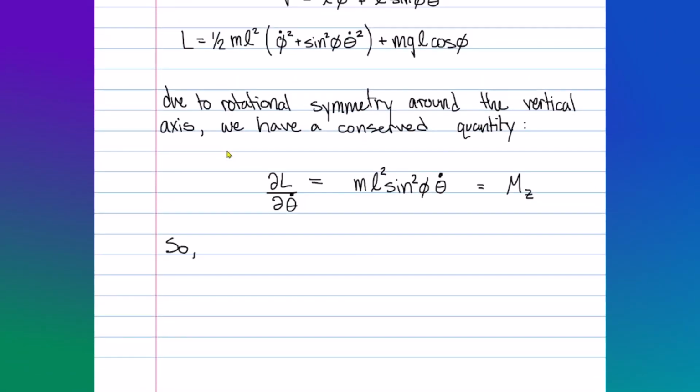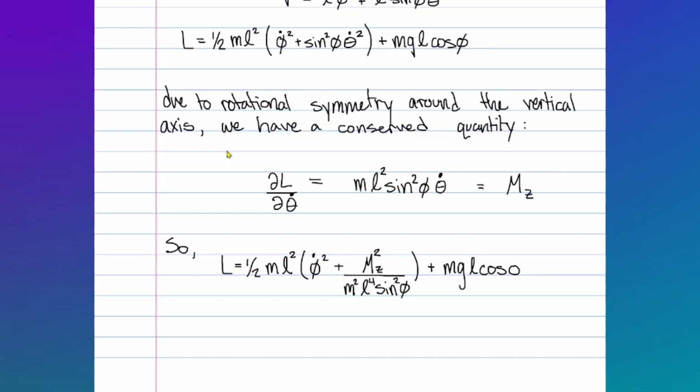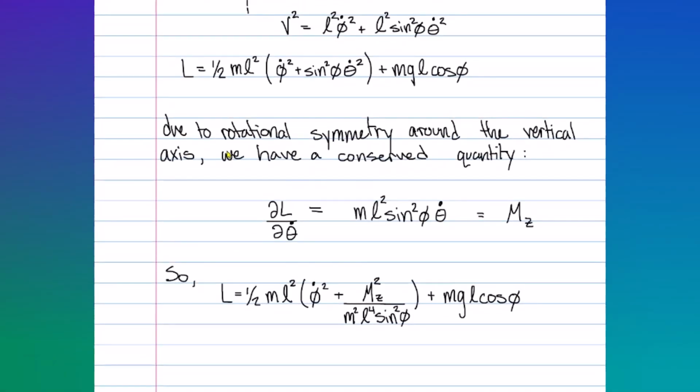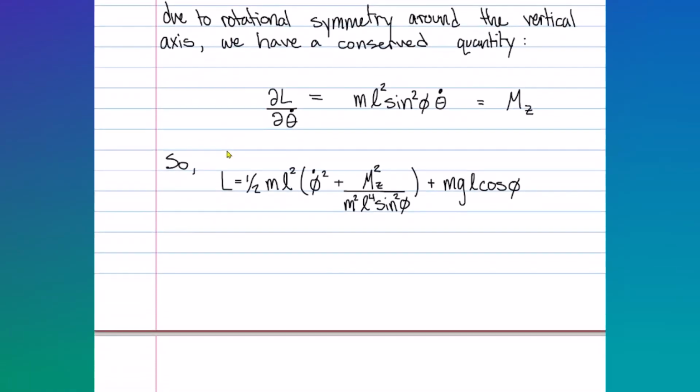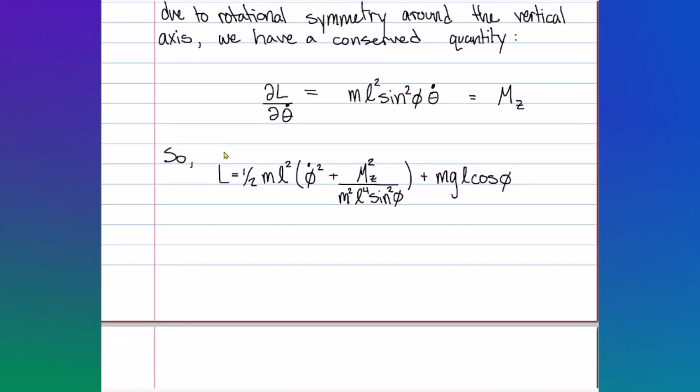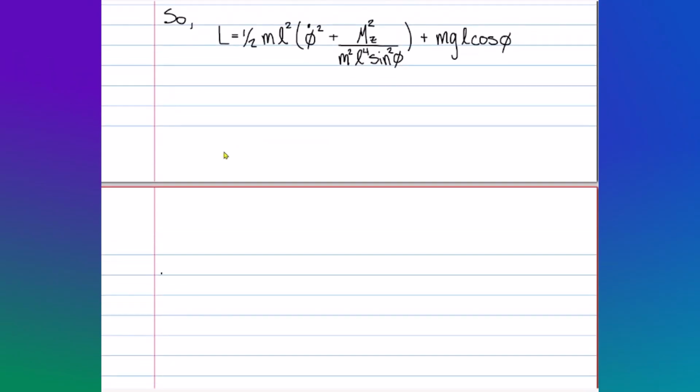And using this, we can rewrite our Lagrangian, removing its dependence on theta dot. Now our Lagrangian is going to look like it just depends on phi and phi dot. And later we'll refer to this additional 1 over sine squared of phi term as a part of an effective potential energy.